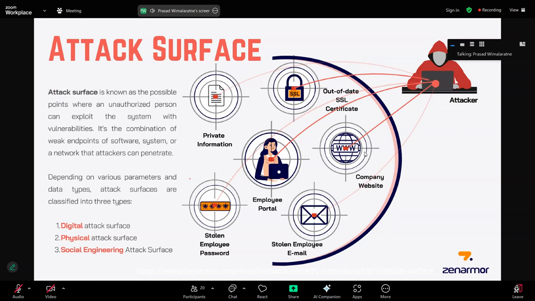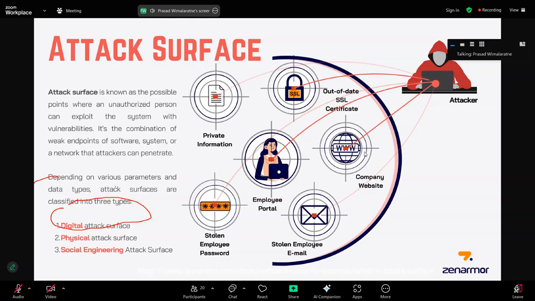There are various parameters and data types, and attack surfaces are classified into different areas, like the digital attack surface, which is what we are interested in at this point. There can also be the physical attack surface and the social engineering attack surface, which we can analyze separately. In the first part of the discussion, we'll look at the digital attack surface and how to reduce it by bringing security throughout the life cycle. That's our discussion in the first handout, which will continue to some extent into the second handout as well.